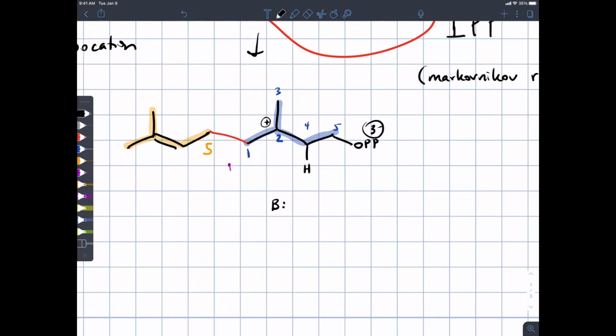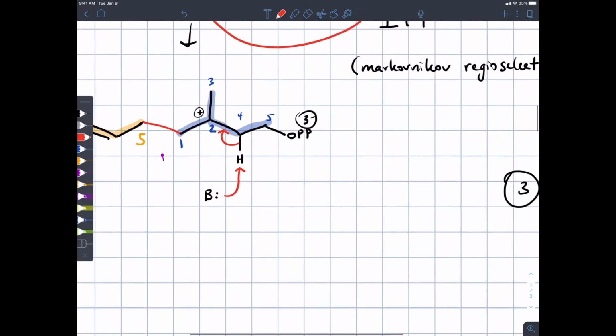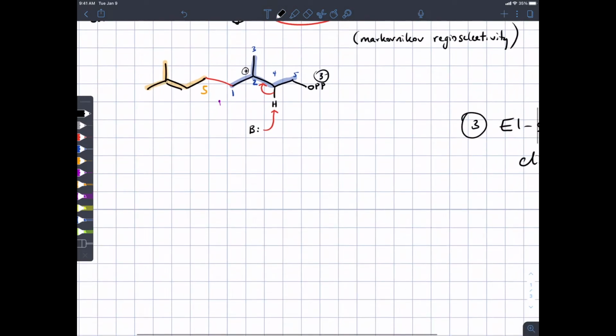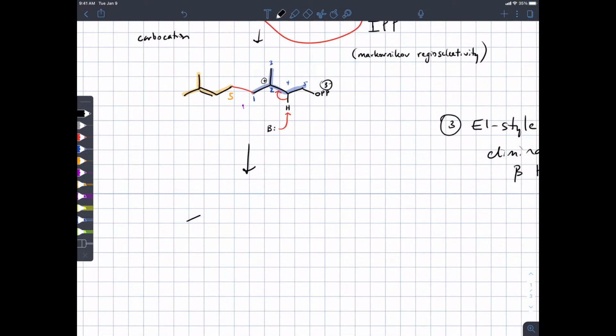Biology uses lots of equilibria where multiple things can form, and only the useful products get shunted off in other directions. A base, and we don't care what it is, it's probably either water or a basic group from an enzyme, removes that beta proton, and we form a new pi bond between 2 and 4 to give us the molecule that we're drawing here. And I will number atoms again: 1, 2, 3, 4, and 5.